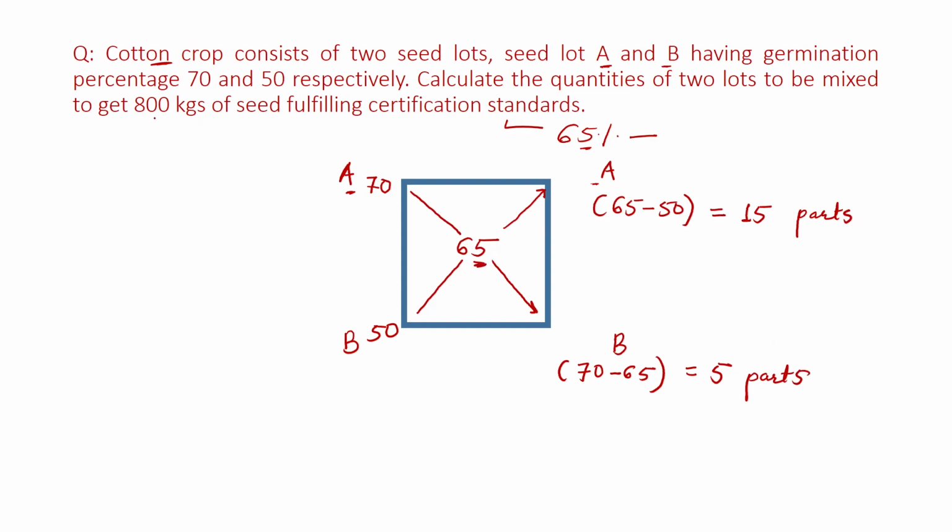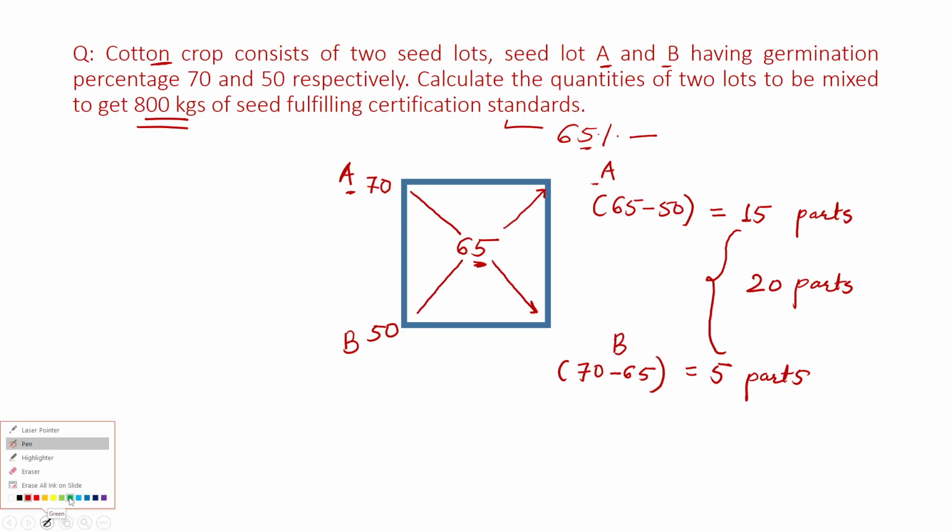But here they have asked specifically for the 800 kgs. So how are we gonna calculate that? Here first you have to do is the total of the parts. 15 plus 5 comes to total 20 parts. And now we have to do simple cross multiplication. Let us first calculate for the seed lot A. Here we can see for A, out of 20 parts, 15 parts should be there.